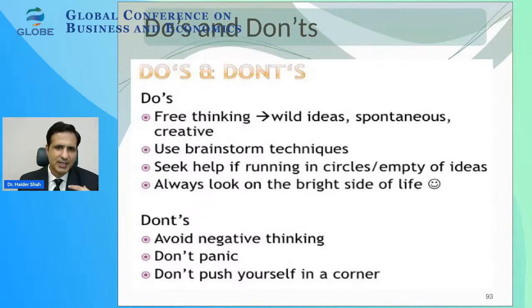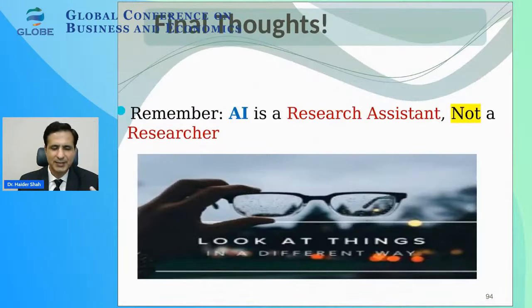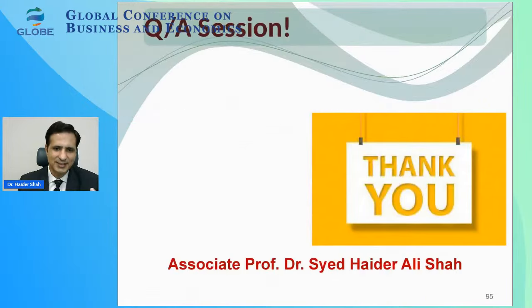So these are the do's and don'ts. The do's are free thinking, wild ideas, spontaneous creativity, and using brainstorming techniques, which we just referred to in the intellectual skills. So how you are going to seek help regarding the different ideas. Always look on the bright side of life. What you are trying to avoid is negative thinking. Don't panic and don't push yourself into a corner. And then we say, remember, the AI is a research assistant, not at all a researcher. So this is the gist of it, that you use the AI tool as a research assistant, not as a researcher. You are the researcher. You have to critically review it while using your intellectual skills, and that is going to give you an advantage of being human. So be human and conduct it your way, and it is going to be fantastic research.